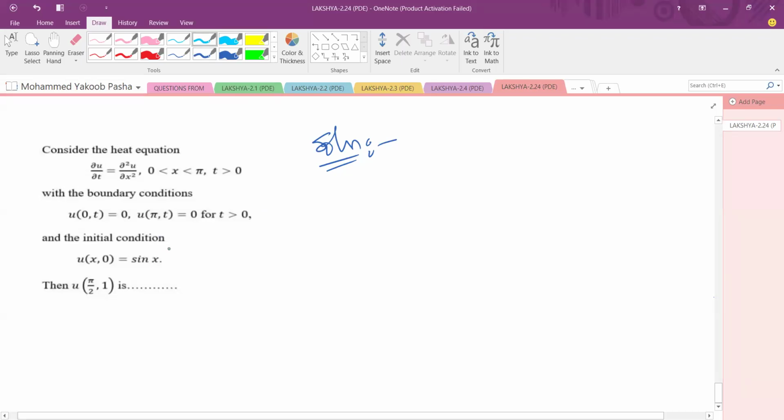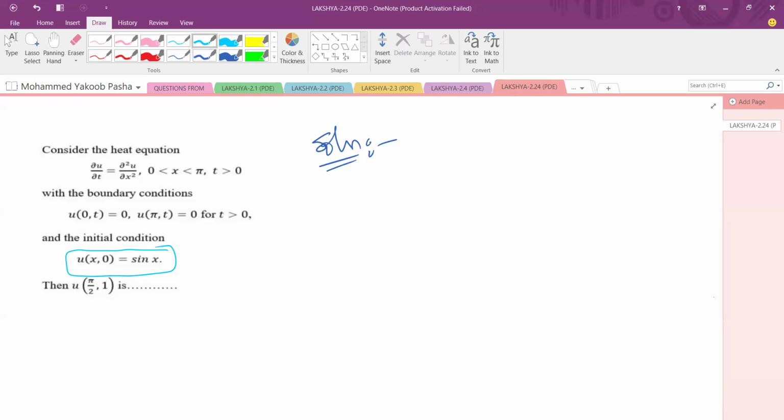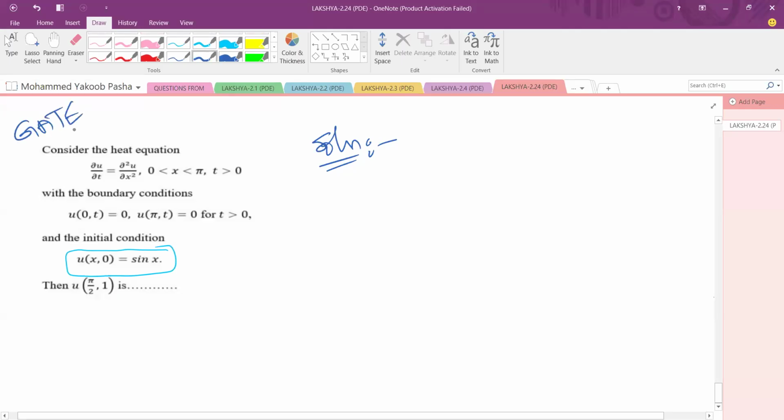So this is our important point: u(x,0) is the initial condition, and it is a sine function. We can calculate u(π/2, 1). This is a GATE 2014 question. Can you guess the answer?